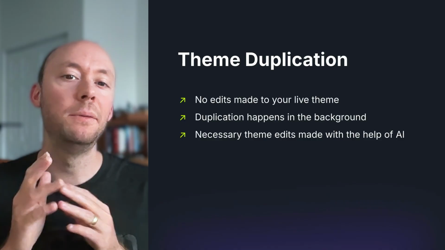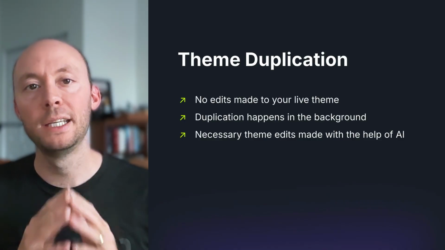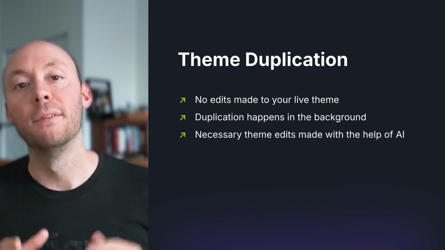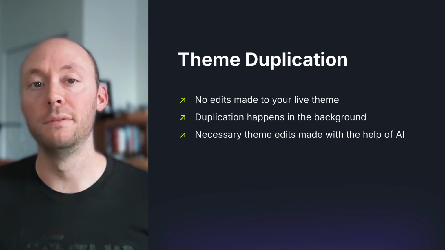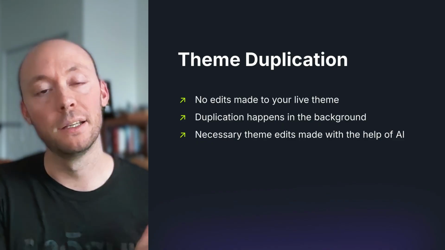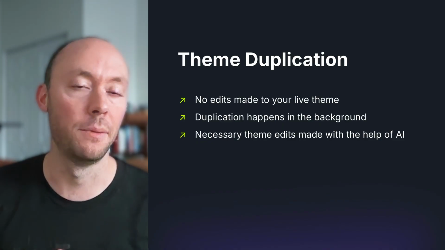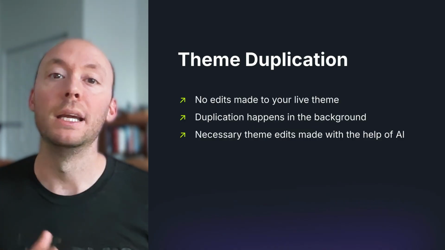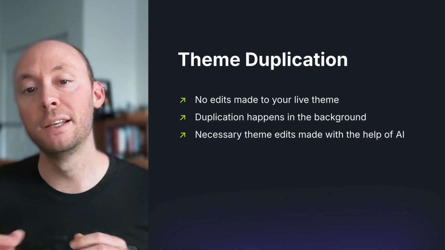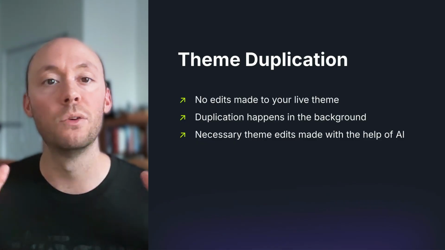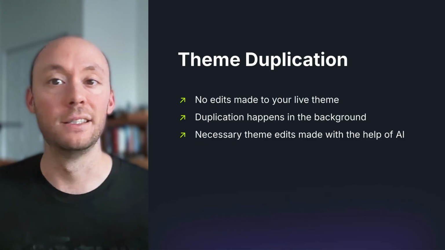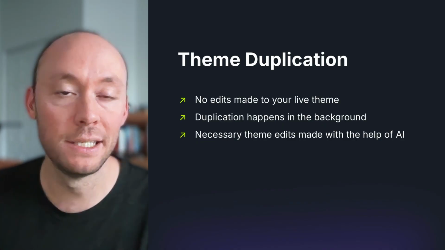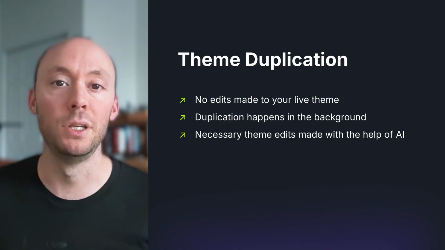Okay, now let's talk theme duplication. With Shogun A/B testing, when you're running a price test, there's no edits that are being made to your live theme. This allows for safety of getting the test set up and to make sure that nothing's impacted on your live site while we're working through getting the test set up, right? So the duplication is made, and then there's edits that are made in the background. Now, the necessary edits that are being made are done with AI. So literally you click a button and it does the job, right? It duplicates the theme, and then it makes the edits to that theme that are necessary to get price testing set up for you, okay?